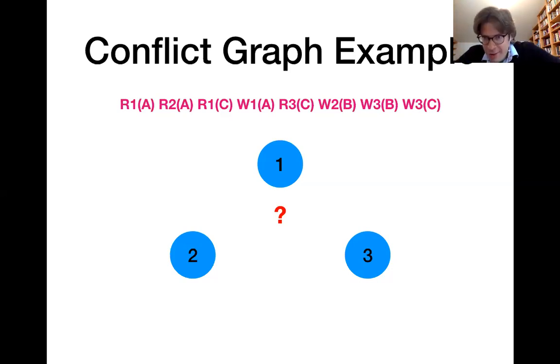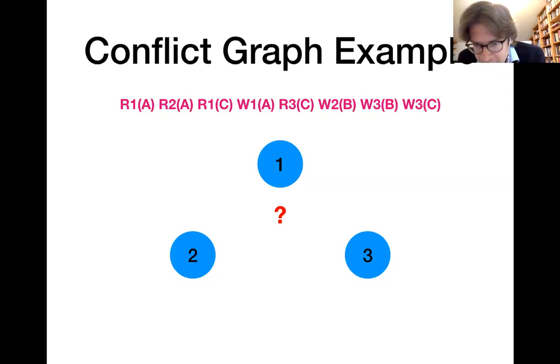All right. W2(B) and W3(B). All right. Okay, exactly. So here we have 2 conflicting operations following each other immediately: one write to B by transaction 2 and one write to B by transaction 3. Transaction 2 goes first, so we want an edge from transaction 2 to transaction 3.